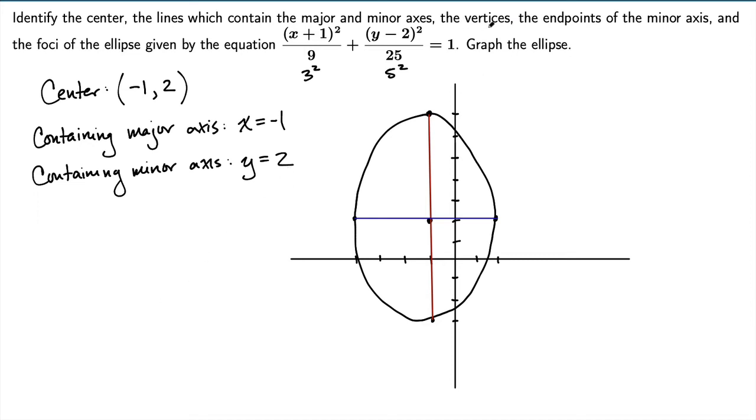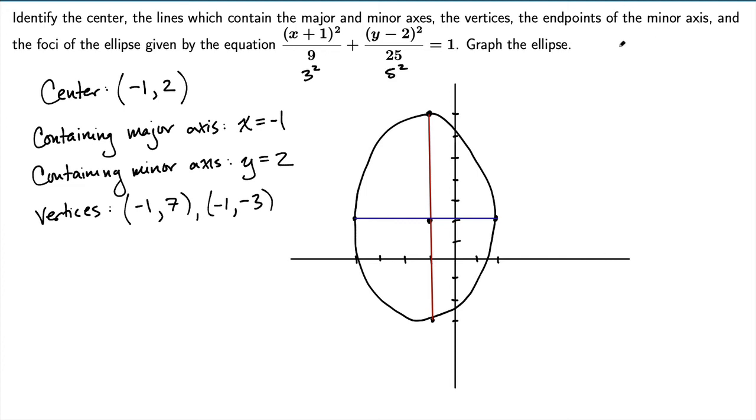For the vertices, those are the points furthest from the center. And I see that that's this point up here and this point down here. Notice that the x-coordinate is the same as the center. So for the vertices, my x-coordinate is -1. The y-coordinate I get by simply taking the center y-coordinate, which is 2, and adding or subtracting that distance 5. So 2 plus 5 is 7, and 2 minus 5 is -3. That's where we got those points there.